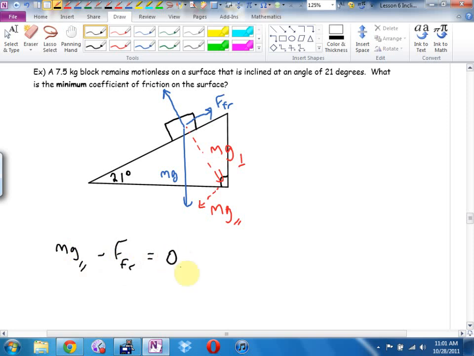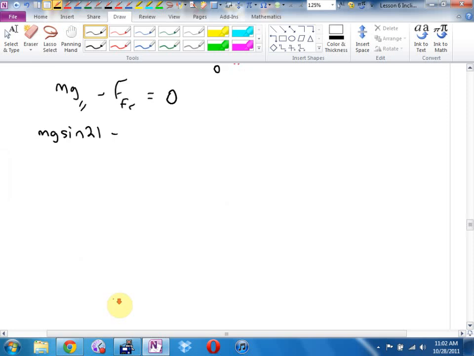Mg parallel. This is 21, so this is 21 degrees right there. Opposite, adjacent, or hypotenuse? This is the hypotenuse. Which trig function am I going to put in for Mg parallel? Because I know the hypotenuse, it's going to be just the hypotenuse times sine 21 minus friction. Friction is what times what? Mu Fn. Instead of equals zero, how about I plus friction over to this side and just do that?